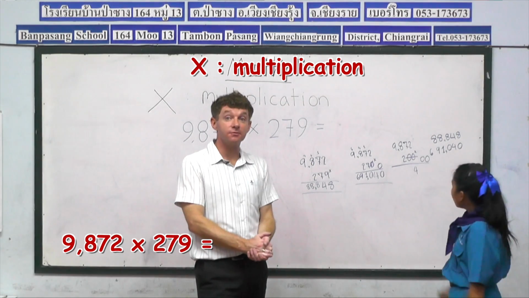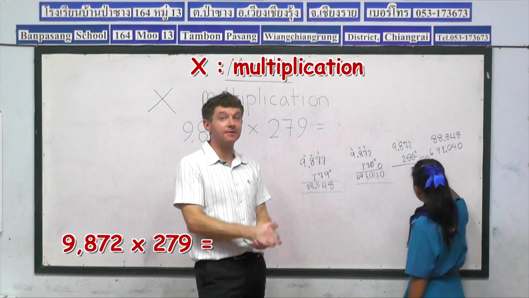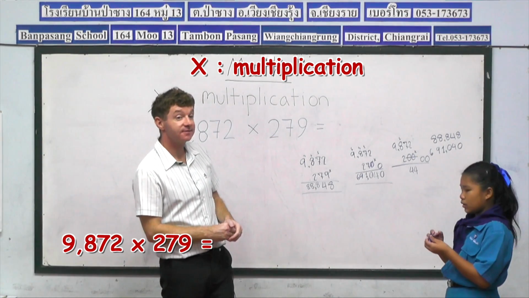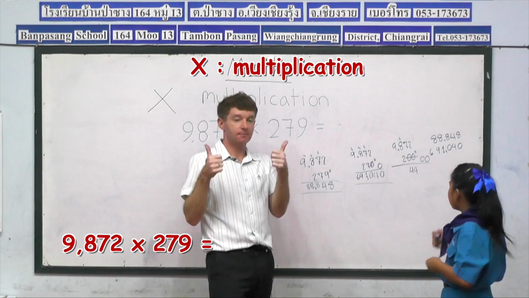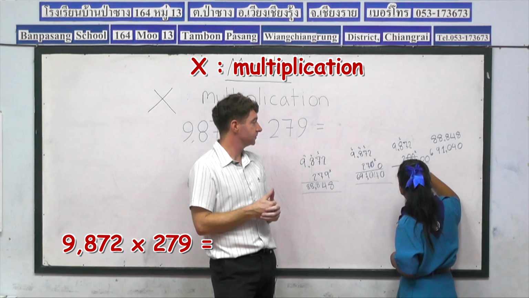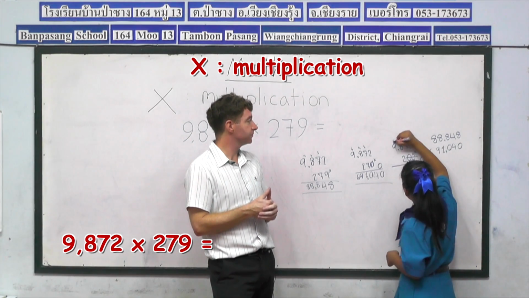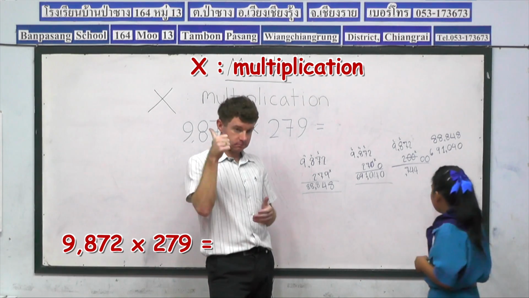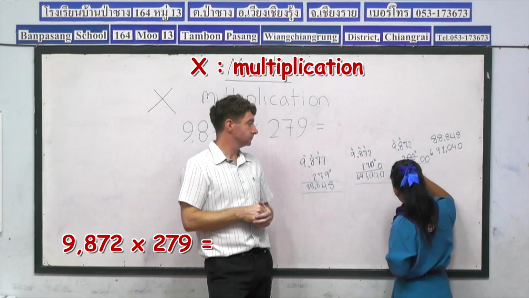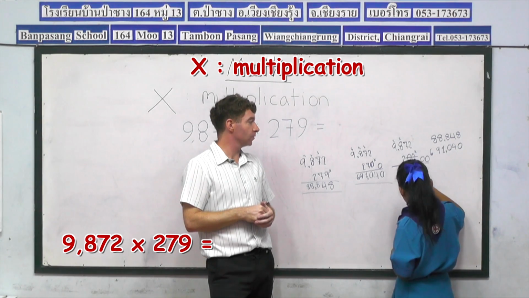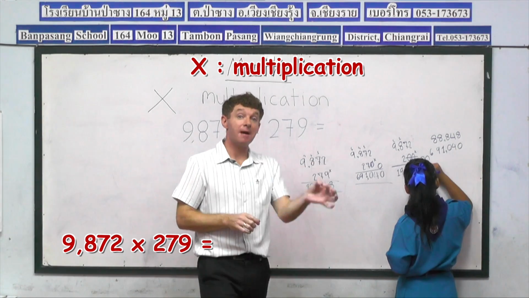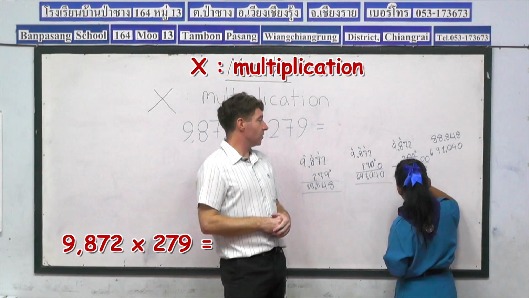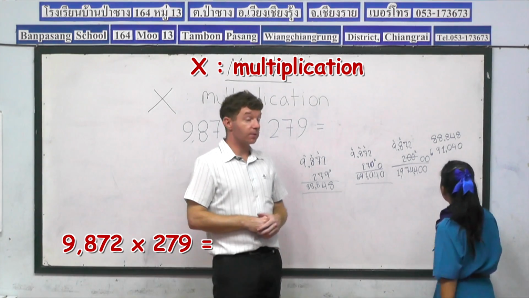2 times 7, 14. So write the 4, carry the 1. 2 times 8 plus 1 equals 17. 7, carry the 1. 2 times 9. Okay. And then, what do we do with our 2 zeros? We put them back at the end. So now we have our answer for our hundreds multiplication.